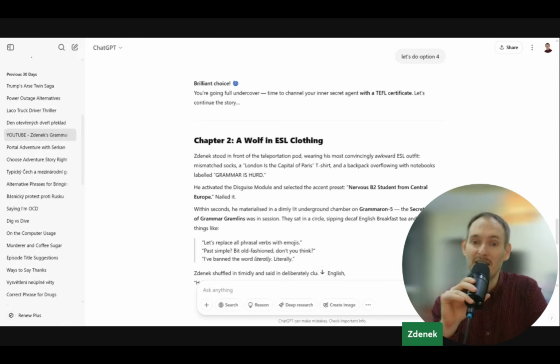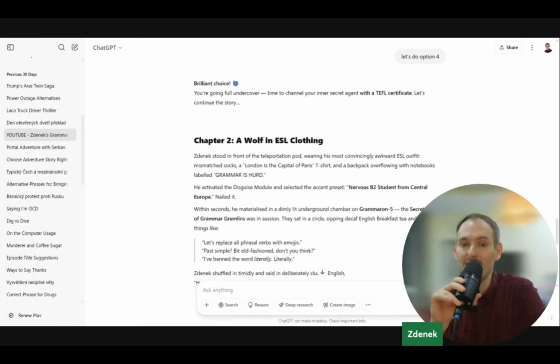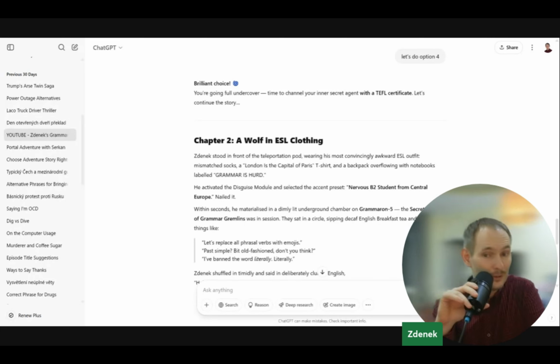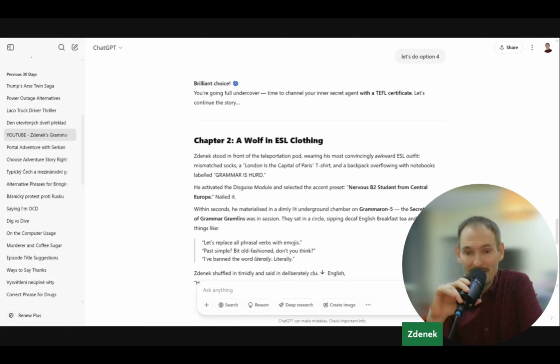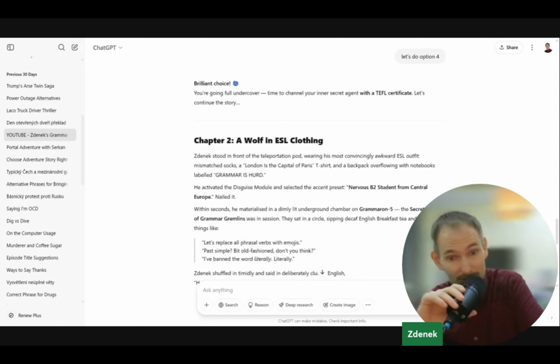So here we are. I'm wearing my most convincingly awkward. Convincing is a good word, and awkward, if it's awkward, it means maybe it is not right for the occasion. It's going to create some tension maybe for the people who see it. I don't know, or people will laugh at me. We will see. I'm curious.